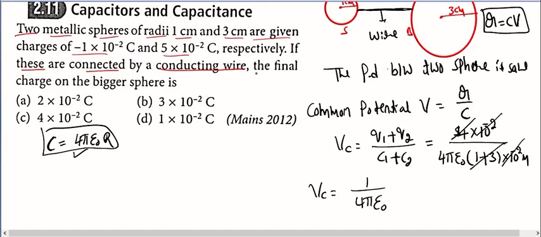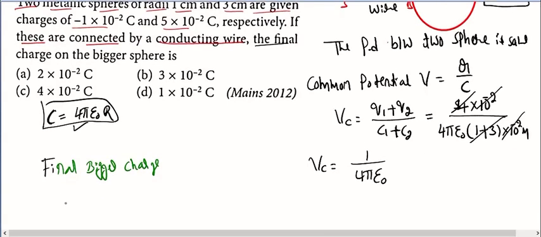So what does the question ask? The final bigger charge. What is the bigger charge here? The bigger charge is Q2 dash, after the wire is connected.